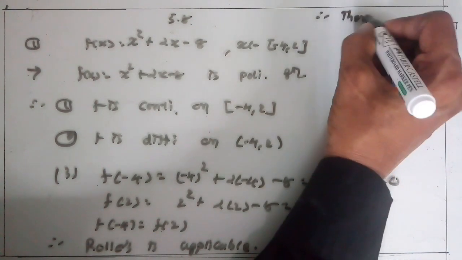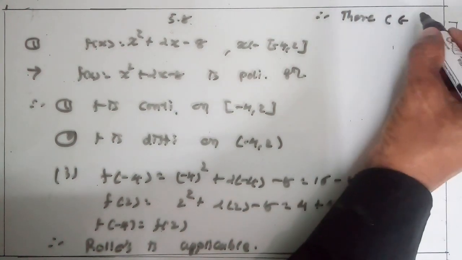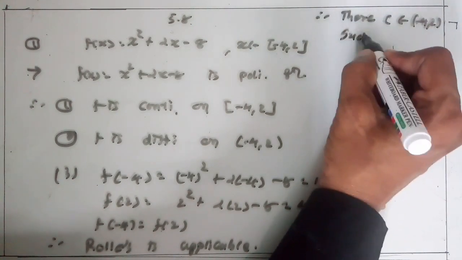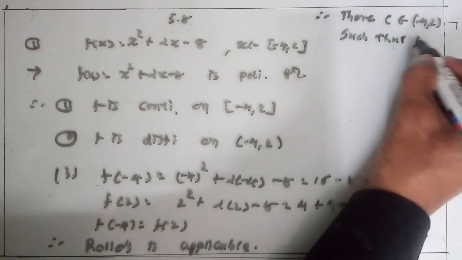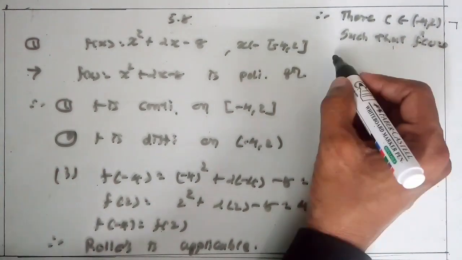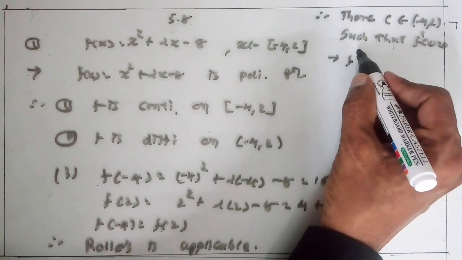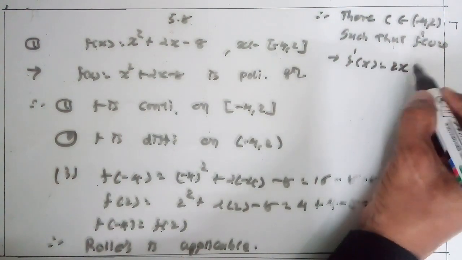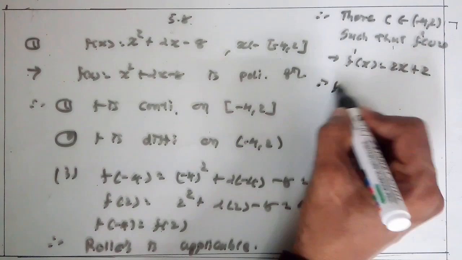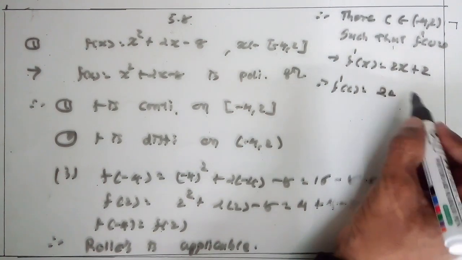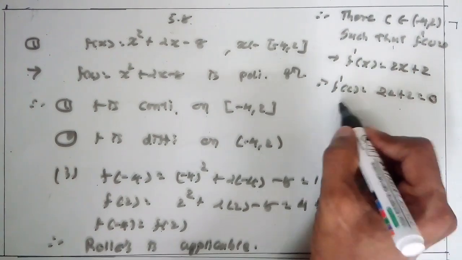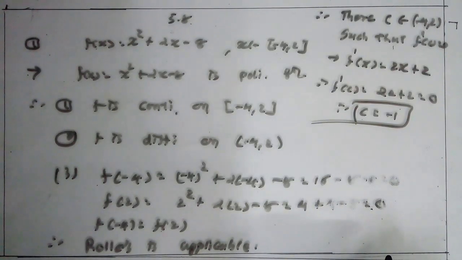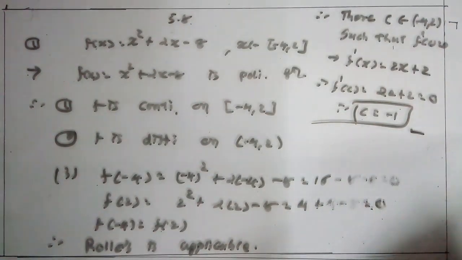So there exists c belongs to open interval (-4, 2) such that f'(c) = 0. For this, first we find f'(x). The derivative is equal to 2x + 2. Therefore, f'(c) = 2c + 2 = 0, so the value of c becomes -1. Clear? So from Rolle's theorem, we get the value of c is equal to -1.